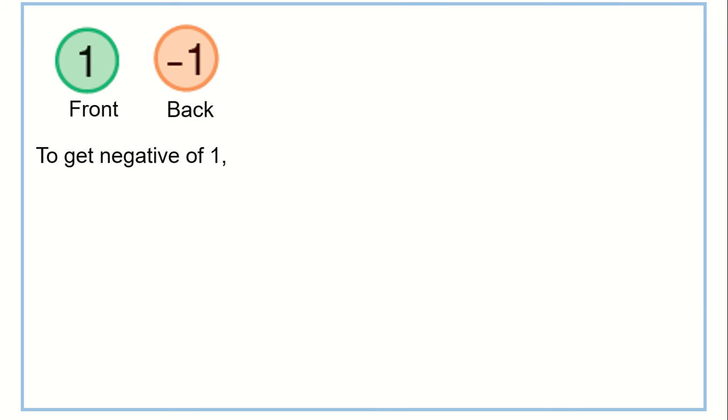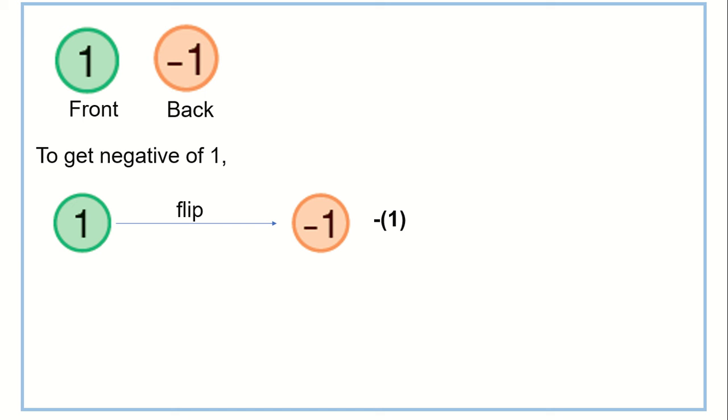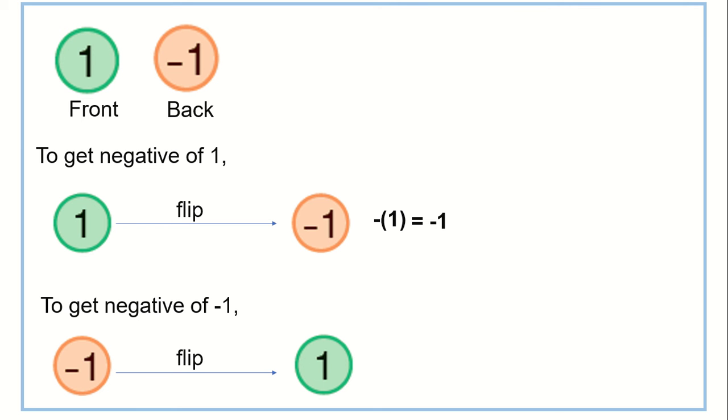To get the negative of 1, we flip 1 to come up with -1, and we write it as negative of 1, which is the same as -1. To get negative of -1, we flip -1 to obtain 1, and we write it as negative of -1, which is the same as 1.